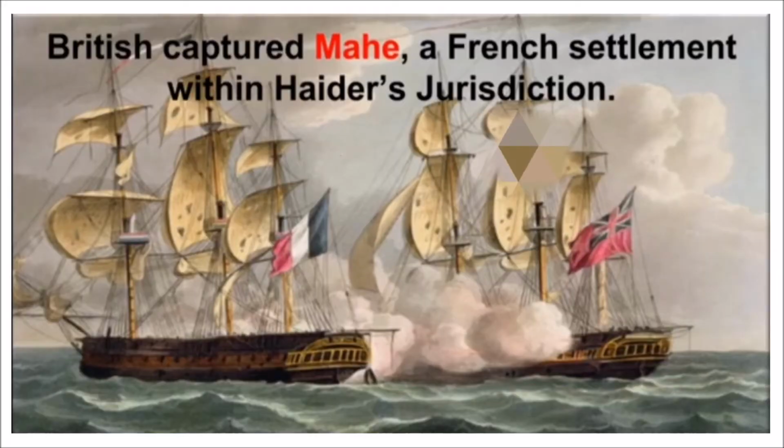Instead, the British captured Mahe, a French settlement within Haider's jurisdiction. So, when the Marathas attacked Haider Ali's troops, the British didn't help them. Instead, the British captured Mahe, a place which was under French settlement and under Haider Ali's jurisdiction. Here, jurisdiction means the official power to make legal decisions and judgments.